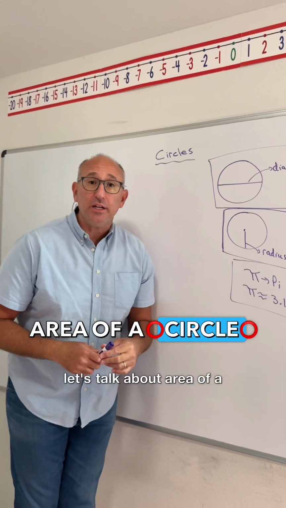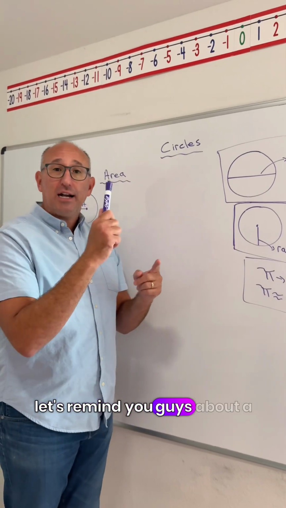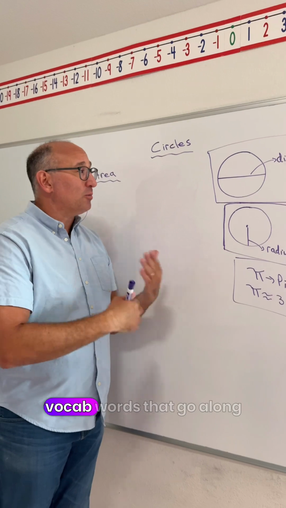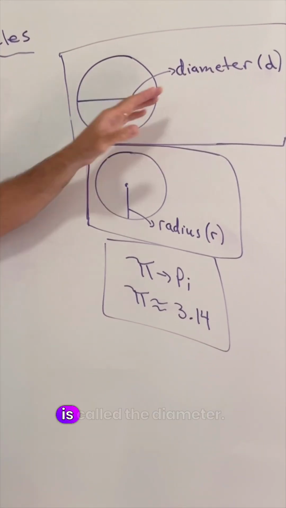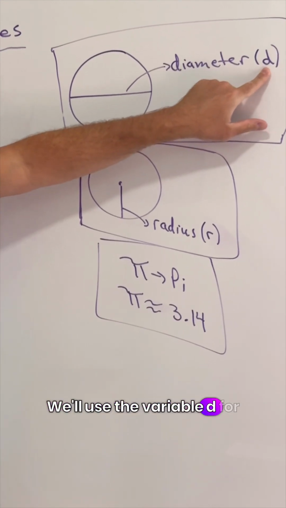Let's talk about area of a circle. First, let's remind you guys about a couple of the vocab words that go along with circles. The line that cuts right through the middle from one end to the other is called the diameter. We'll use the variable d for that.